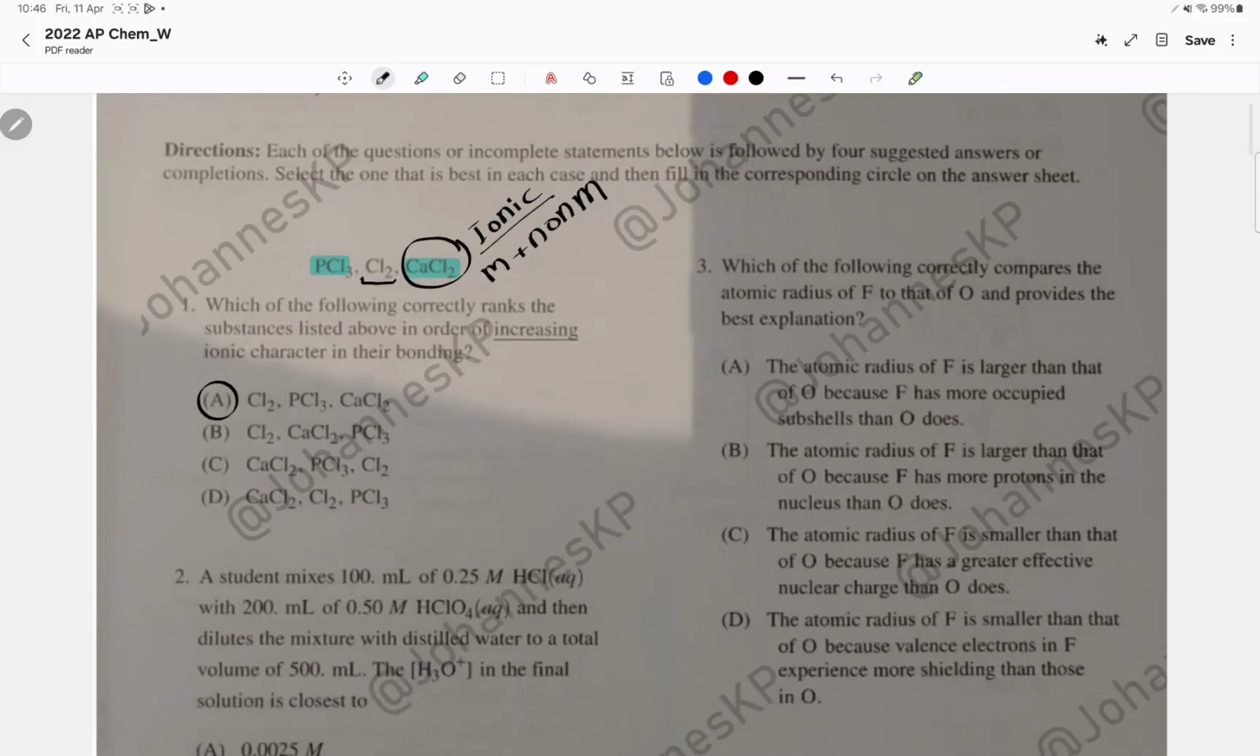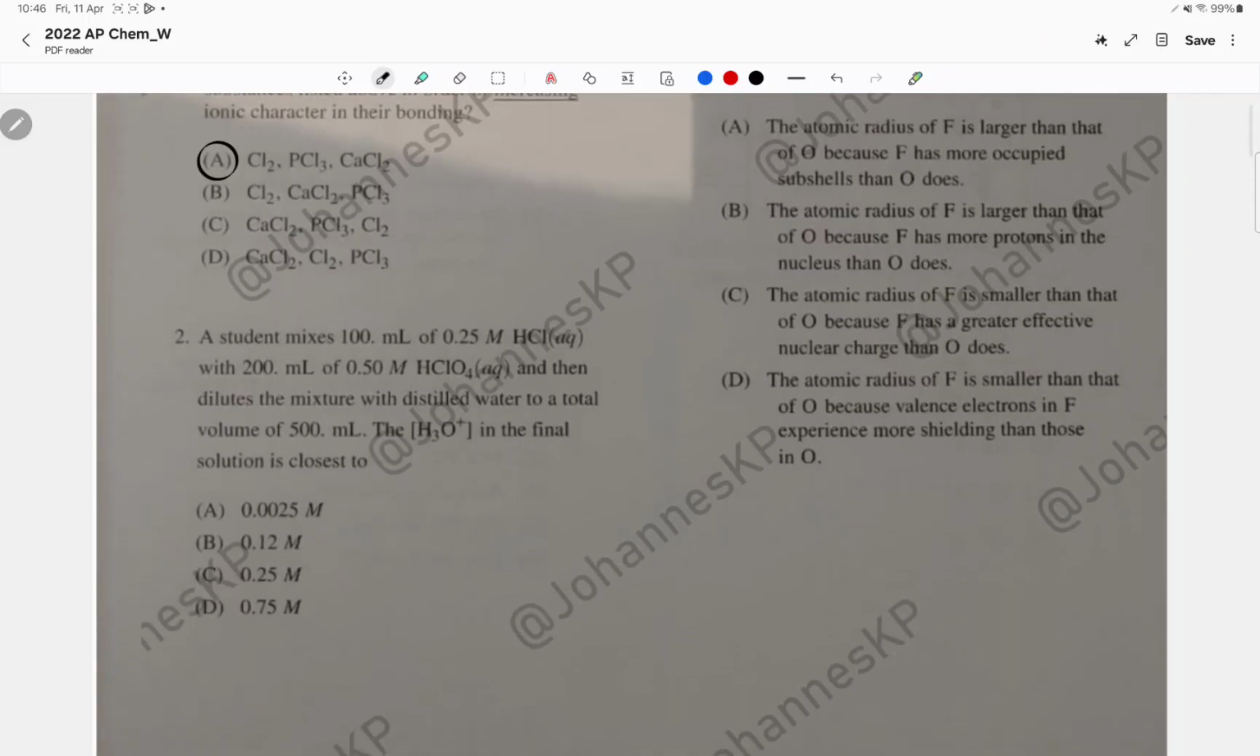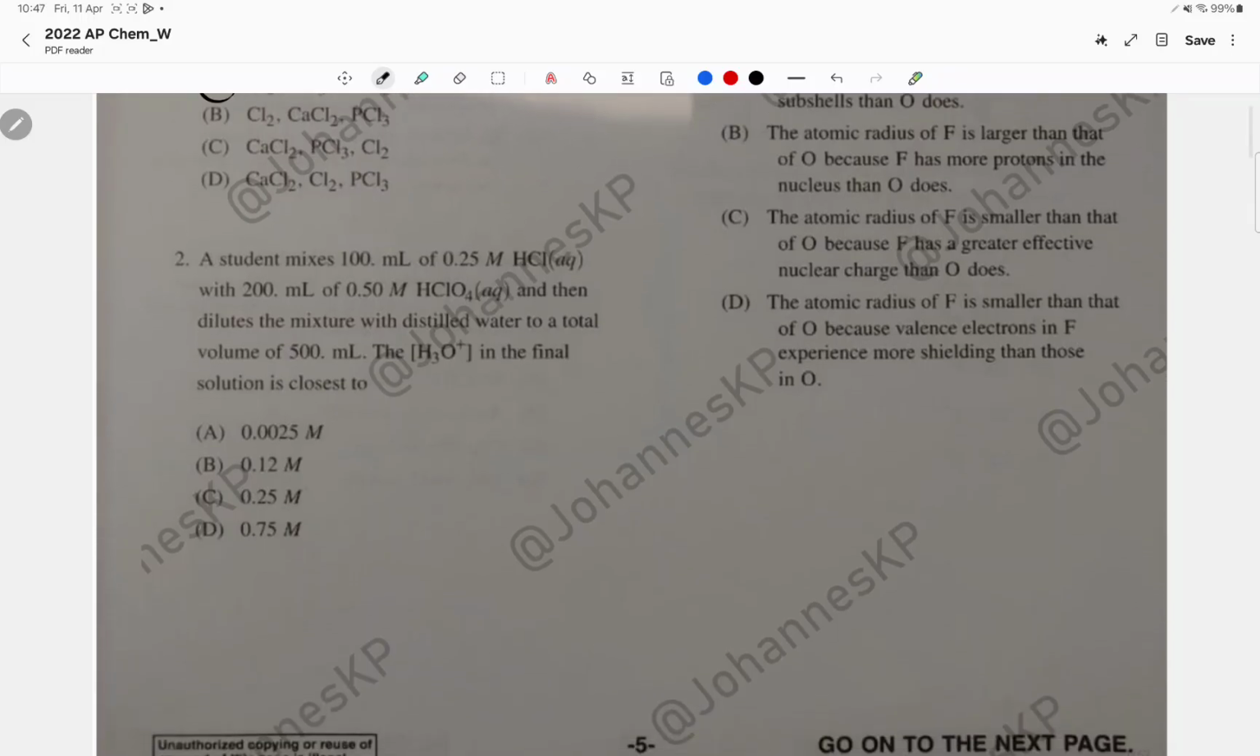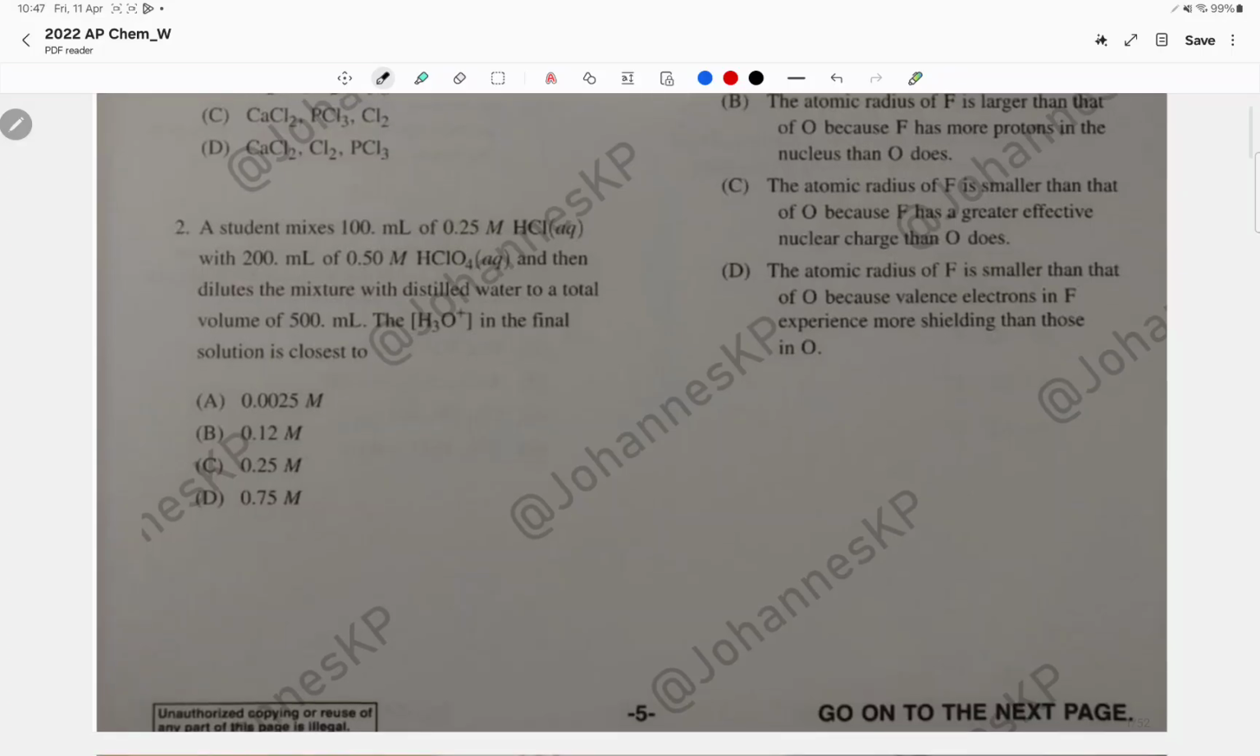Question 2. A student mixes HCl with HClO4 and then dilutes the mixture with distilled water, total volume of 500 ml. What's the concentration of the hydronium in the final solution? Okay, so shall we find the mole of the HCl before and the mole of the HClO4 before?